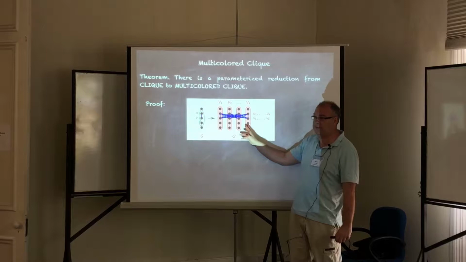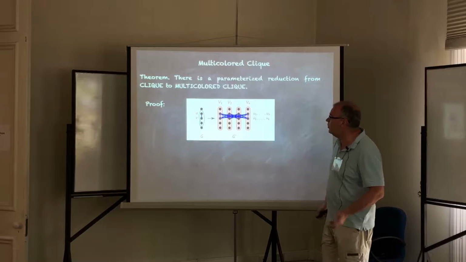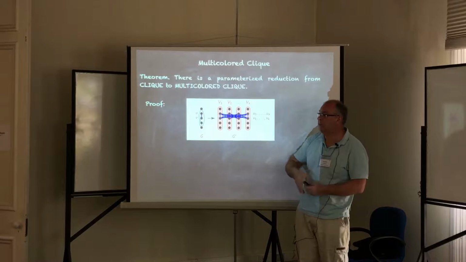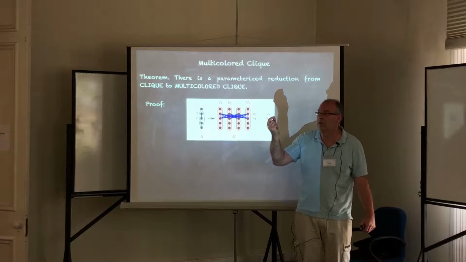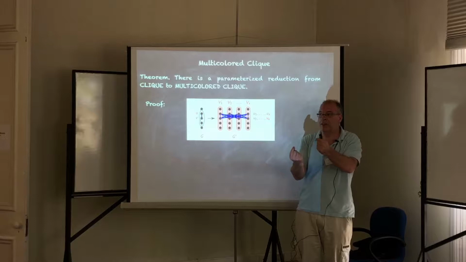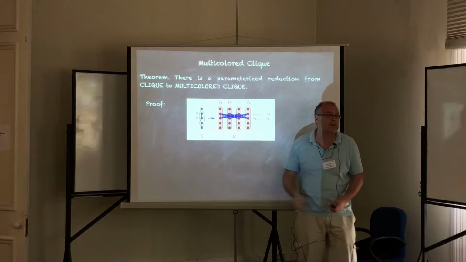How come? If I have a clique in the original graph, I take a copy of each vertex in each of the color classes, and I get a multicolor clique. Conversely, if I have a multicolor clique, I'm using a copy of exactly one vertex from each class. I cannot use two copies of the same vertex, because two copies of the same vertex are not adjacent. So a multicolor clique here gives a clique in the original graph. This is the proof.